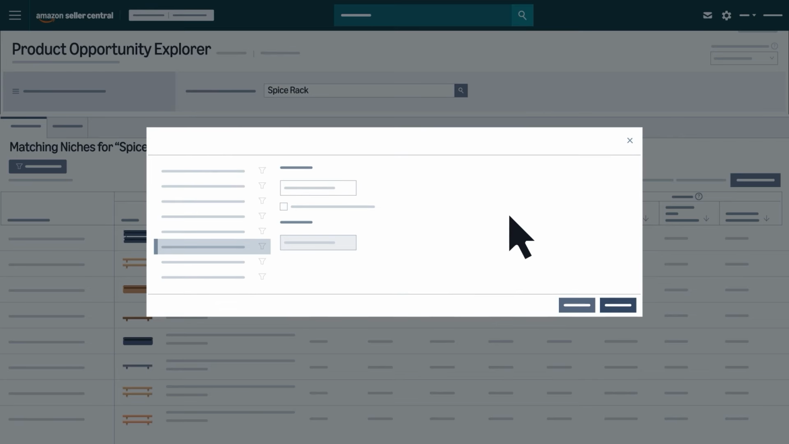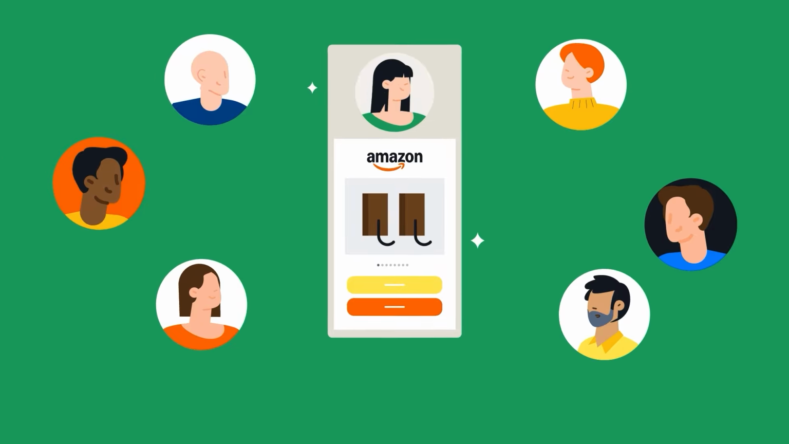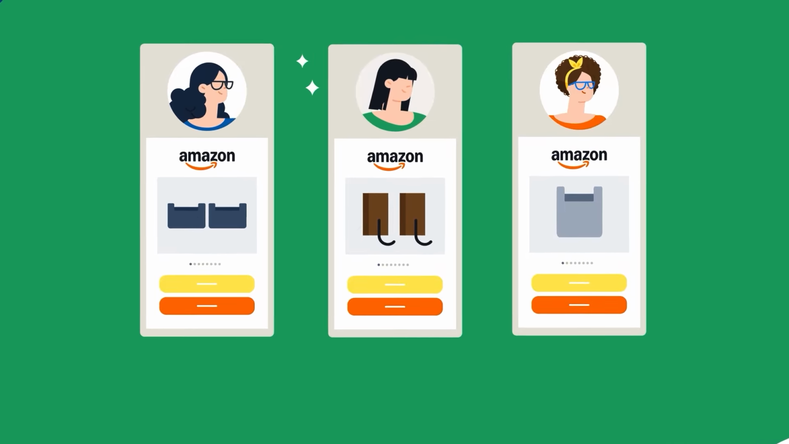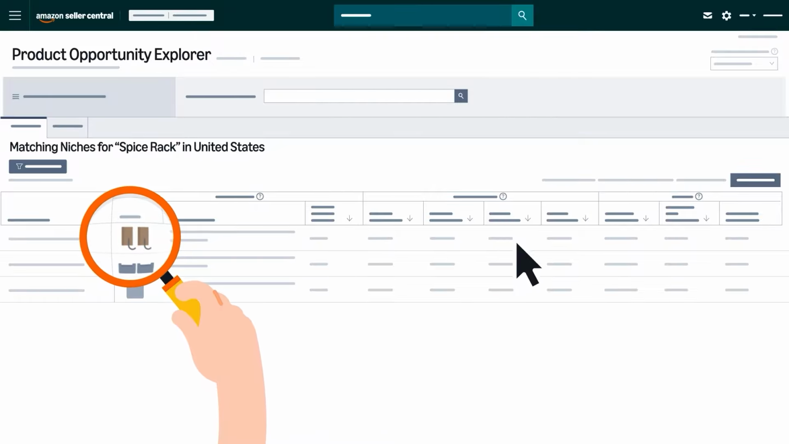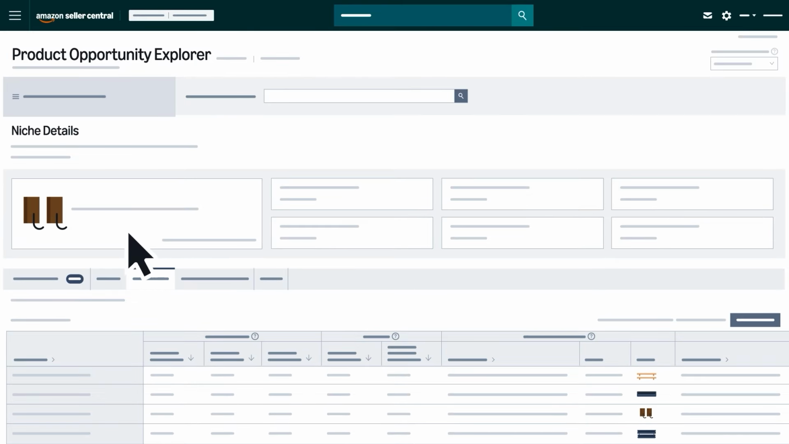For example, if you want to find popular products within your target price range, you can set a price range using the average price filter, then sort by search volume in descending order. If you sort again by number of top-clicked products, you can spot potential niches where demand is growing but competition isn't high. Once you've identified a niche you'd like to explore further, click the niche to see in-depth metrics.